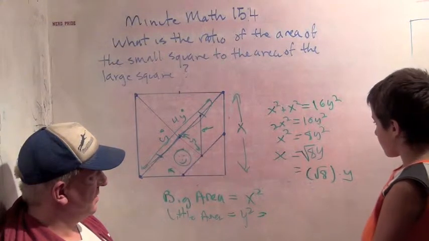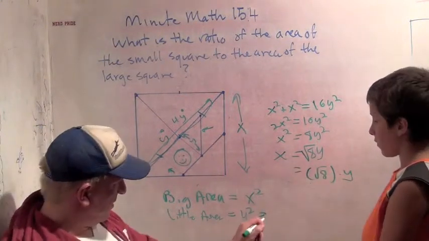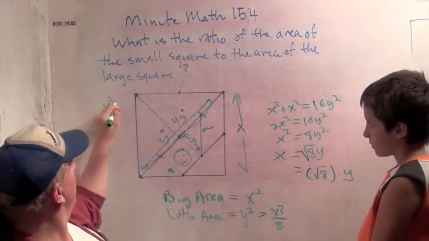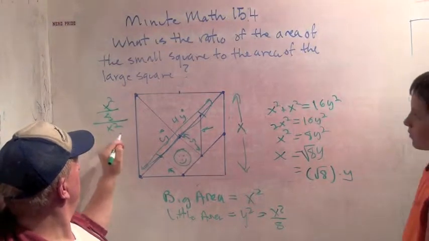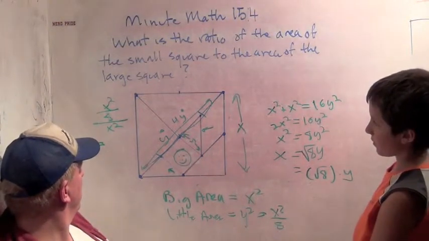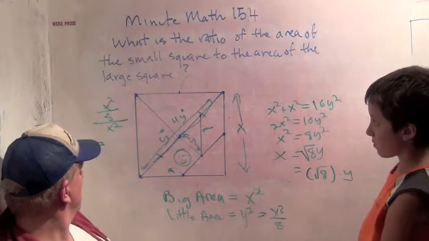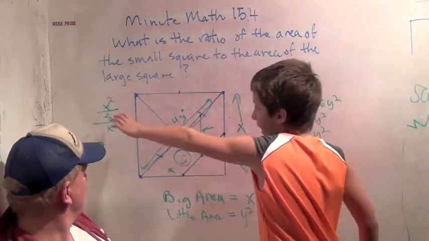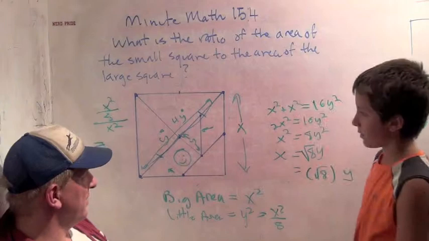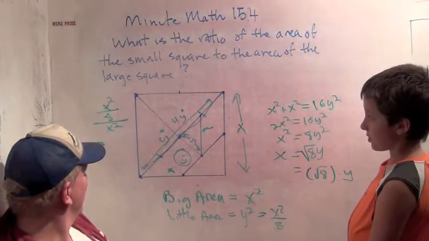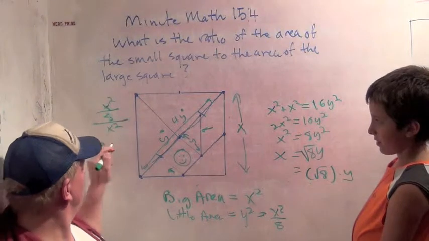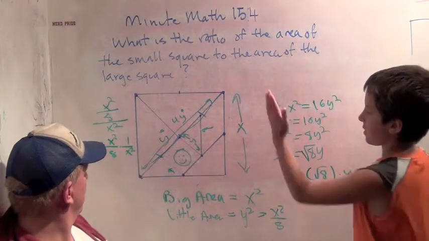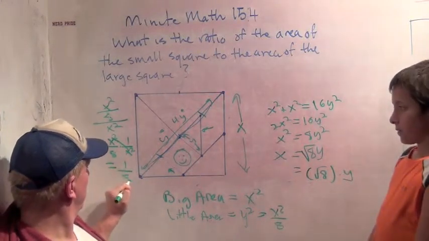Y squared, in terms of x, is x squared over 8. So the little area divided by the big area is x squared over 8 over x squared. The bottom area gets flipped upside down. So this is x squared over 8 times 1 over x squared. And then the x squared cancel and you get 1 over 8. 1/8. Which is the right choice.